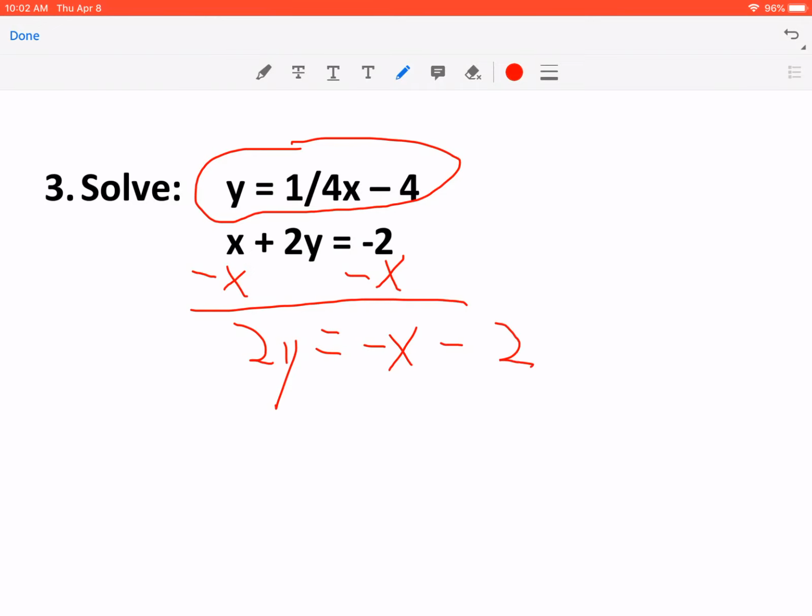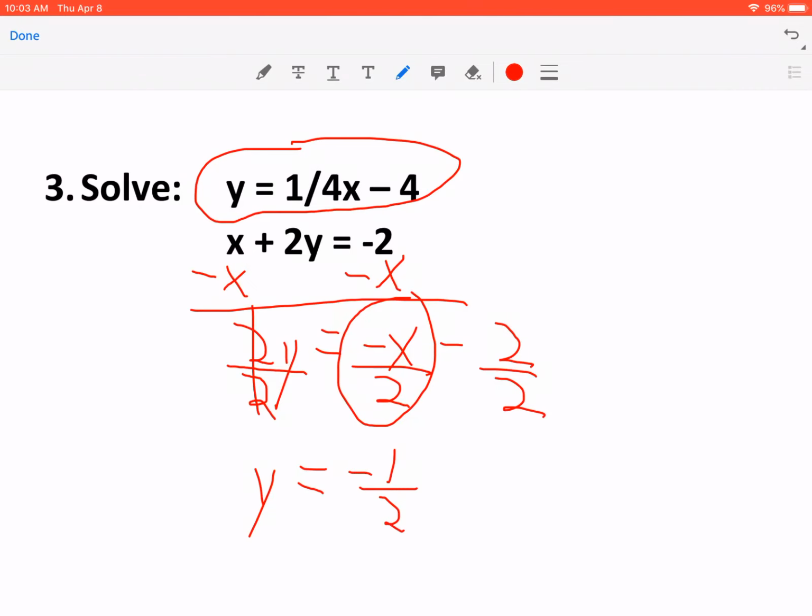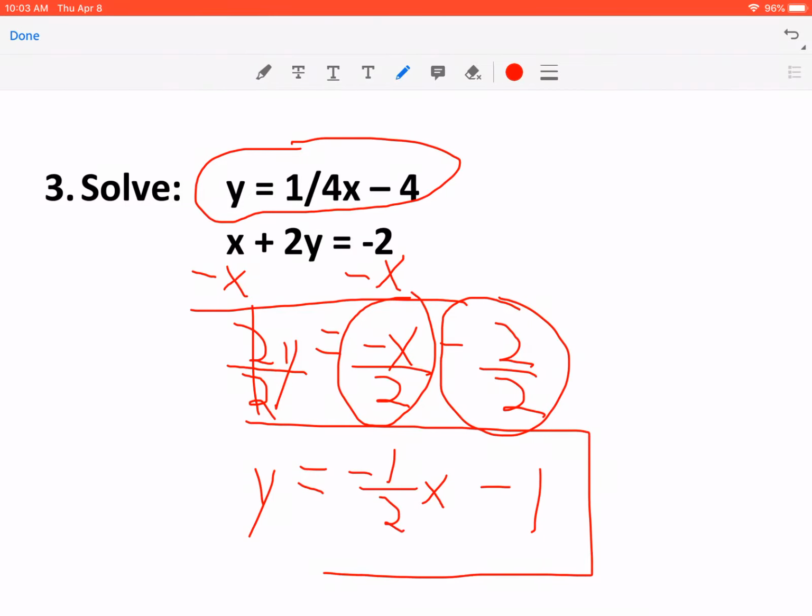Well, in order to get y by itself, I need to divide by 2. That means everything on the right side gets divided by 2. The 2's cancel here, so this is y equals, a better way to write this is negative 1/2 x. And then a negative 2 divided by 2 is simply just a minus 1. So now they're both in slope-intercept form. I can type them in my calculator.